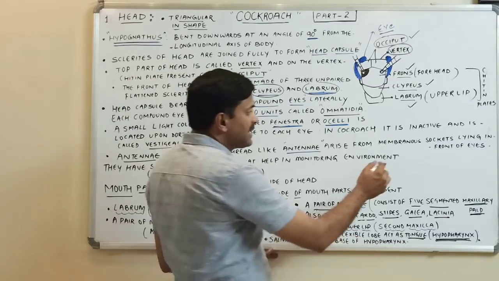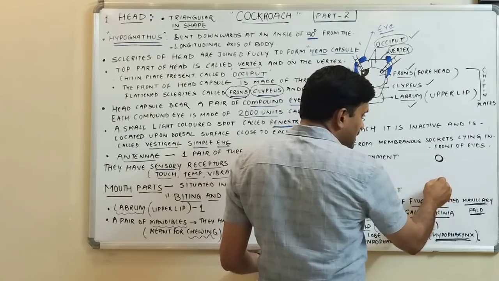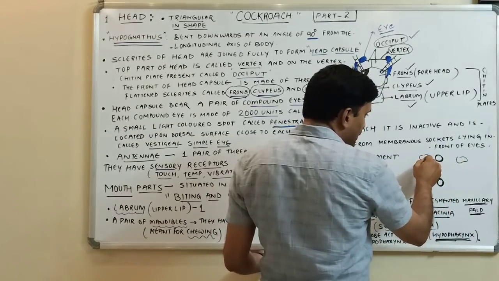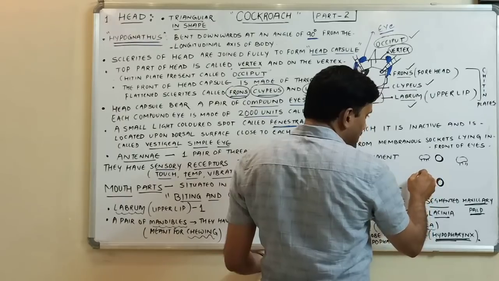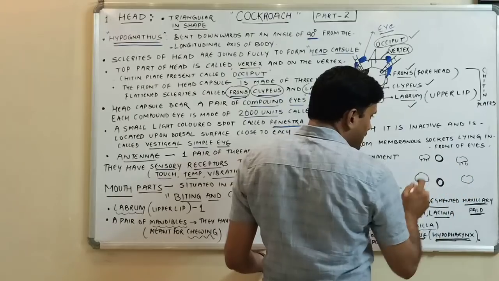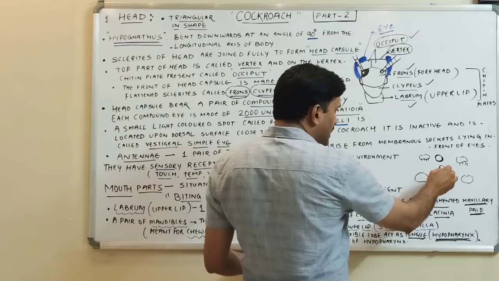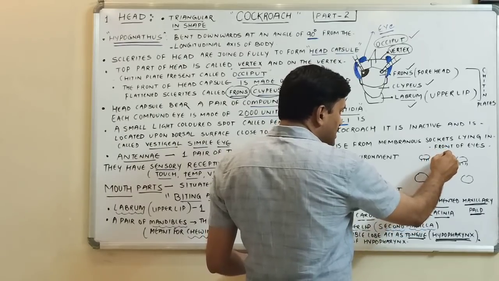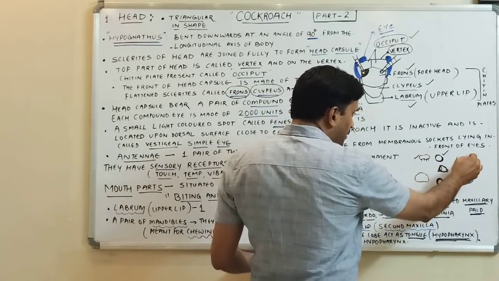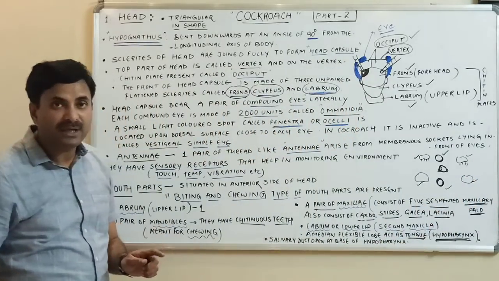So if this is the labrum, this is the labium, these are the mandibles, and here is the pair of maxillae, and in between these the tongue is present. So this is the labrum, the upper lip, this is the lower lip, these are the mandibles, and these are the pair of maxillae. Are you getting it or not?